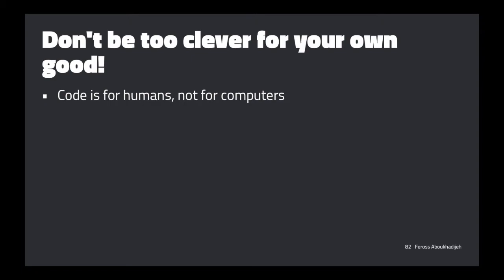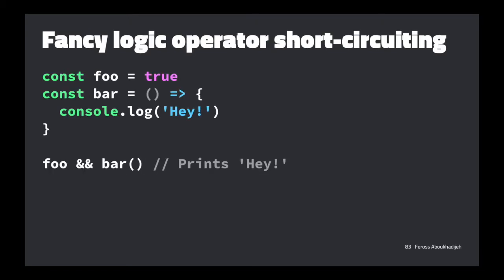And then, of course, the general advice I've been giving all quarter is to not be too clever for your own good, because code is for humans and not for computers. This is some code that I've seen people write, and I've written it myself, but I now no longer think this is good code. Here foo is a Boolean, and you have a function bar. You take advantage of short circuit Boolean evaluation: if foo is false, the interpreter doesn't bother running bar because the entire Boolean will evaluate to false. And if foo is true, then bar will run.